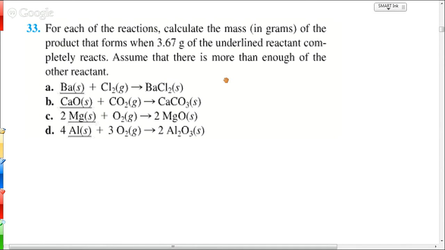So work on these. See if you can find some numbers for these. Let's do the first 2 for now, and then actually, sorry, let's change that. Let's do the last 2, C and D. See if you can come up with the answers there. 3.67 grams of the underlined reactant completely reacts. How much product forms? And by product, we mean the solid that's formed right here, on the right side.